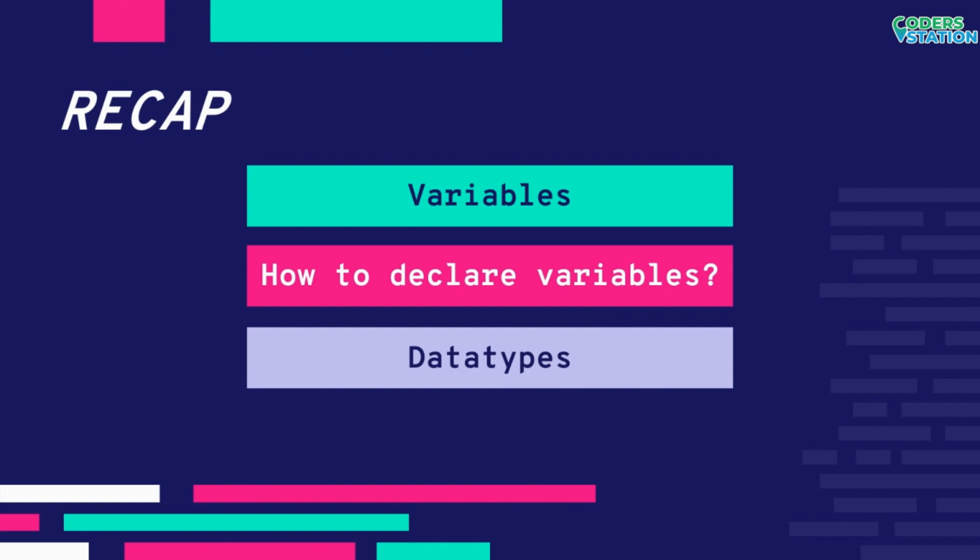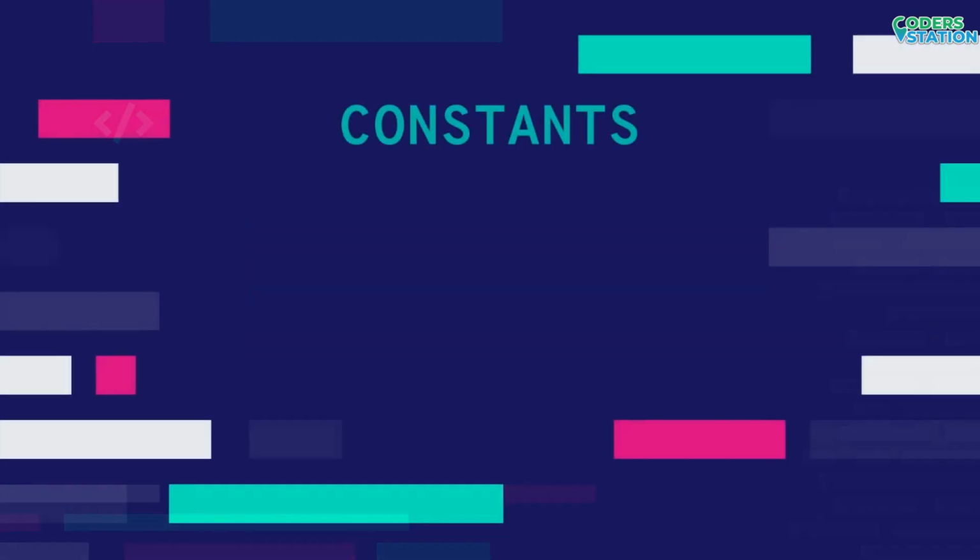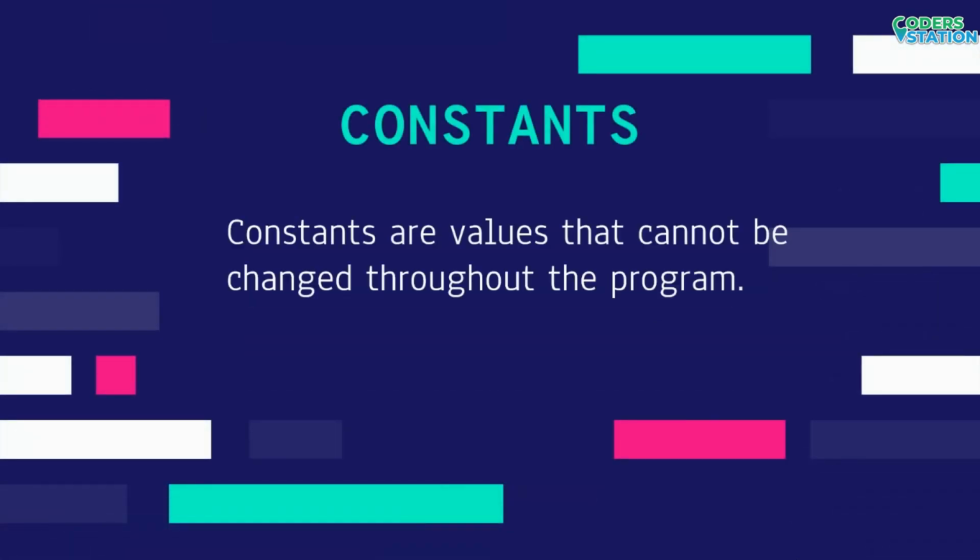So moving forward, we are going to see what are constants. By definition, constants are the values that cannot be changed throughout the program. This means that once you have assigned a value to a constant variable, the value cannot be changed. Unlike variables, where we assign values which are mutable. This means the values of a variable are always changeable. It can be changed anytime in the program.